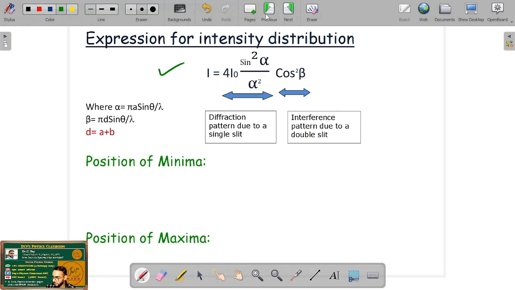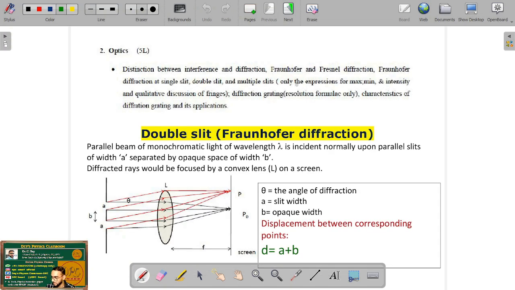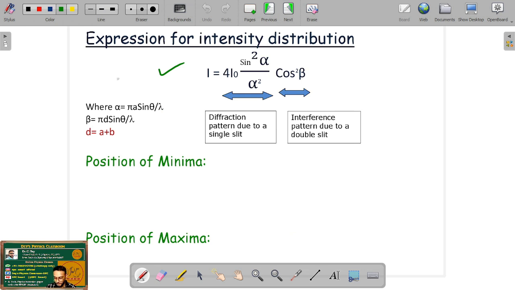As you can see in your syllabus, only the expressions for intensity distribution, expressions for maxima and minima, and qualitative discussion of fringes are included. So the derivation of this intensity distribution for Fraunhofer double slit diffraction is not required as per your syllabus. Only the intensity distribution function and qualitative discussion regarding the maximum and minimum intensities are included. So we will not discuss the derivation part of this intensity distribution. Now the expression for intensity distribution is this one.